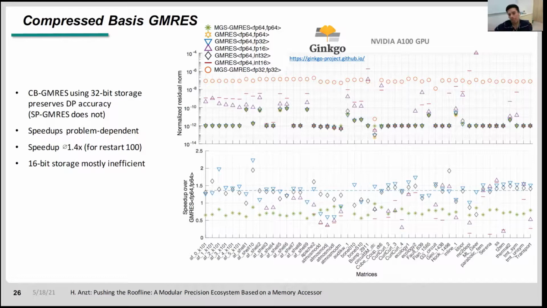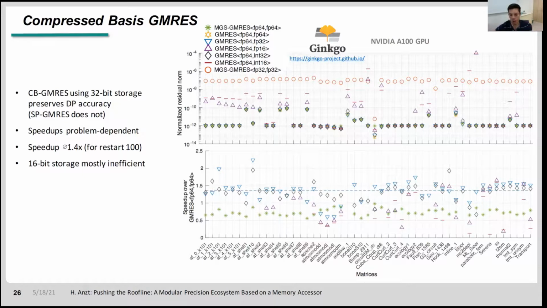Now the question is, maybe we need some additional iterations. Are we in the end faster or are we slower? This is what we show down here. That is the speedup over the double precision reference implementation. What we see here is that the blue triangles are scattered, and some of them are actually lower than 1. These cases are, in fact, cases where we have a slowdown, because we need additional iterations and they cannot be compensated by the faster memory access. But in general, we see on average a speedup of 1.4x over a double precision GMRES.